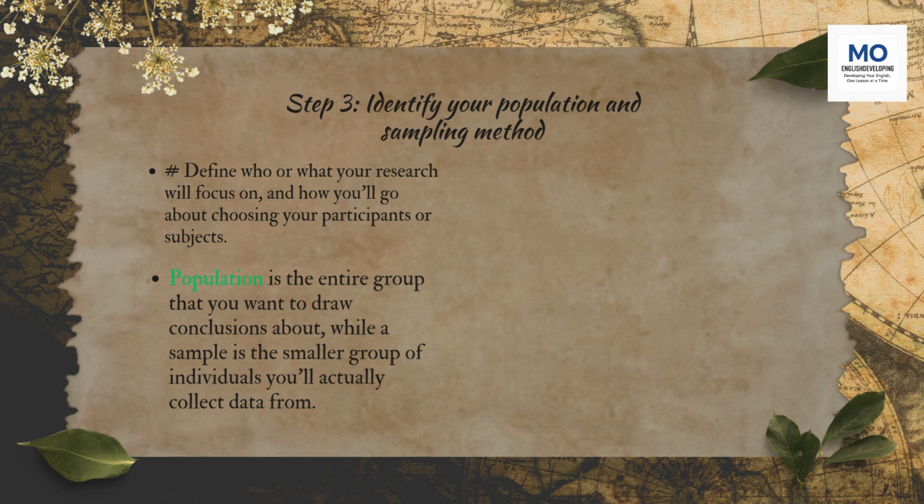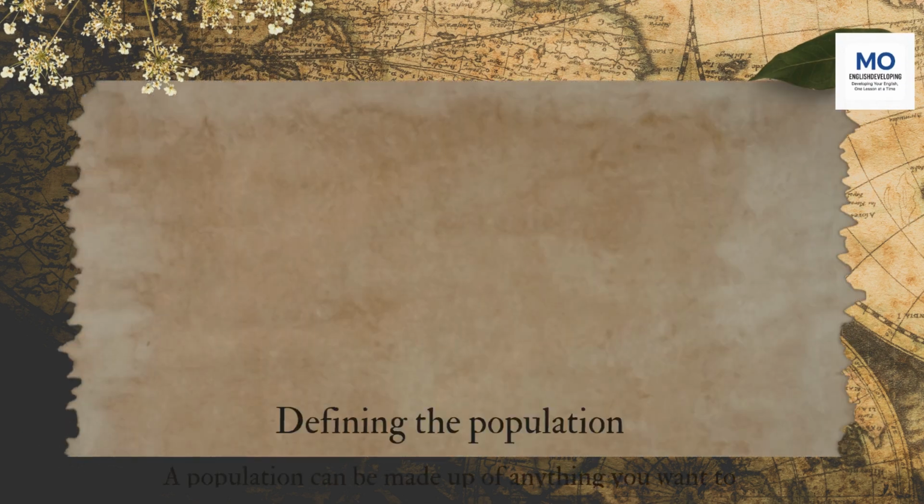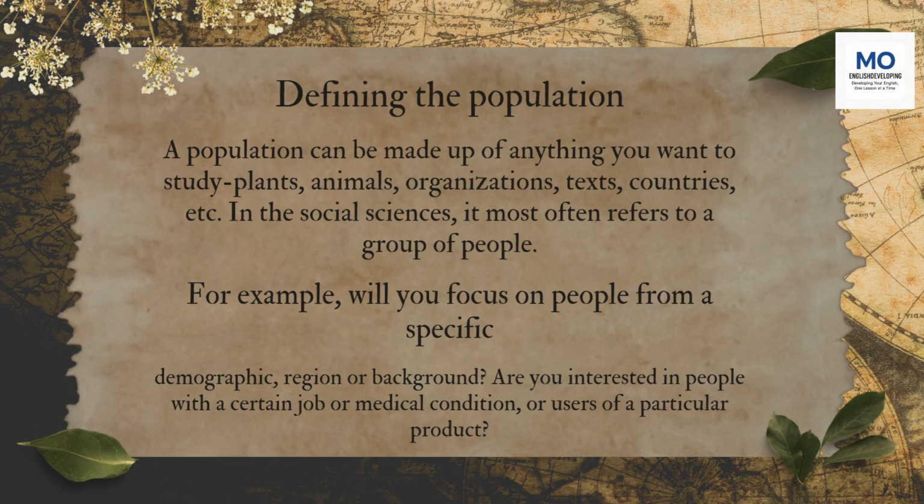Population is the entire group that you want to draw conclusions about, while a sample is the smaller group of individuals you'll actually collect data from. Defining the population. A population can be made up of anything you want to study: plants, animals, organizations, texts, countries, etc. In the social sciences, it most often refers to a group of people.